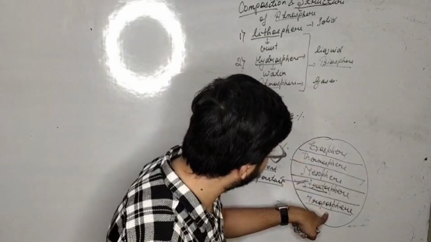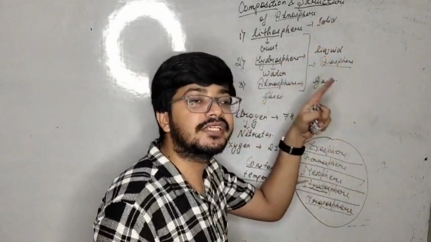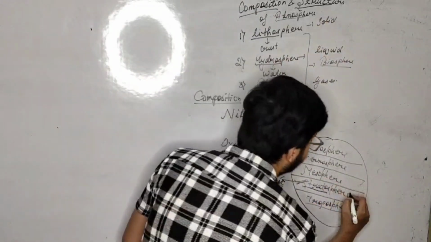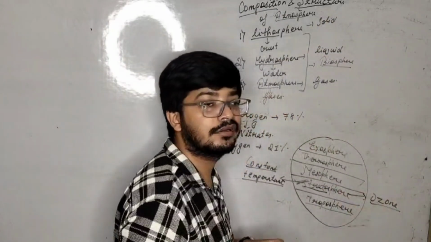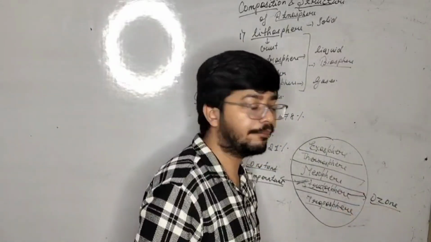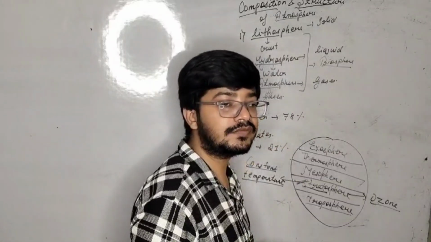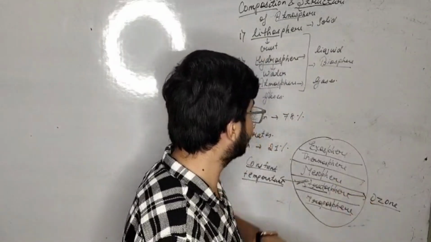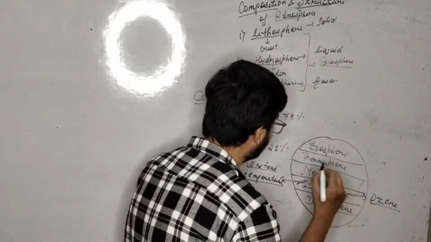Secondly, we all know that in the troposphere, as we move up, temperature decreases. But in the stratosphere, as we move up, temperature increases. And why? Because of the presence of ozone, which lies between 20 to 50 kilometers. Understood? So these are some of the important characteristics of the stratosphere.